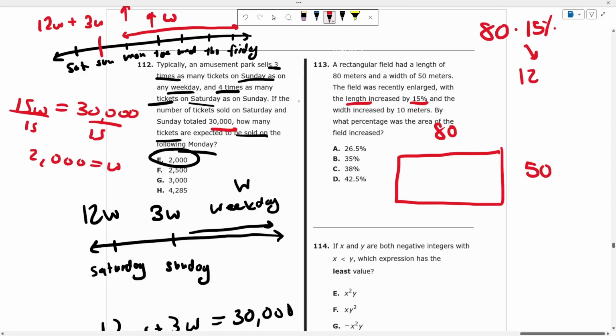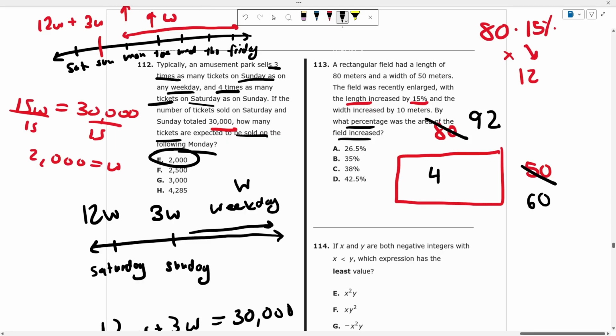You just write it out. Just do 8 times 15, add a 0, and then take away 2 decimal places. So it actually increased by 12 meters. So 80 plus 12 is now equal to our new length of 92. And then we know that the width was increased by 10 meters. So now this is plus 10, which is then our brand new width of 60. Okay, so what percent was the area of the field increased by?